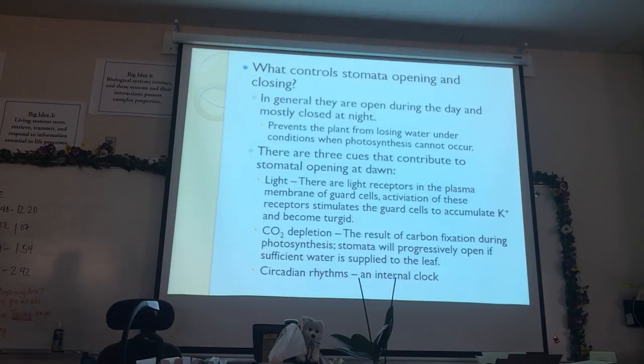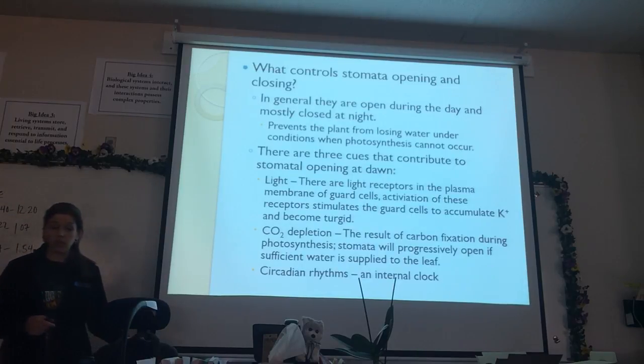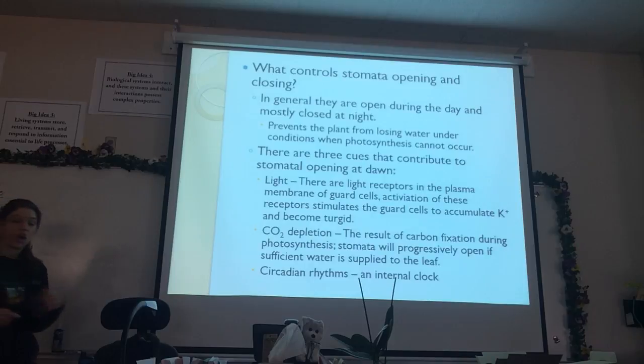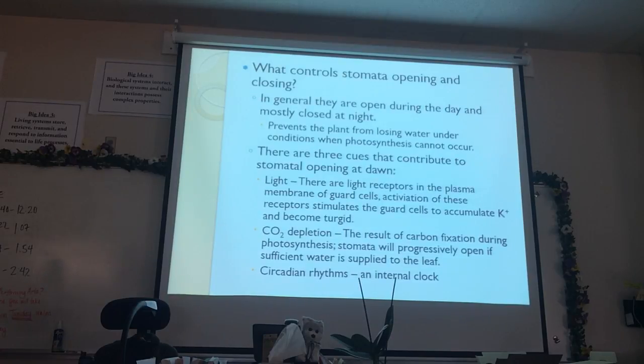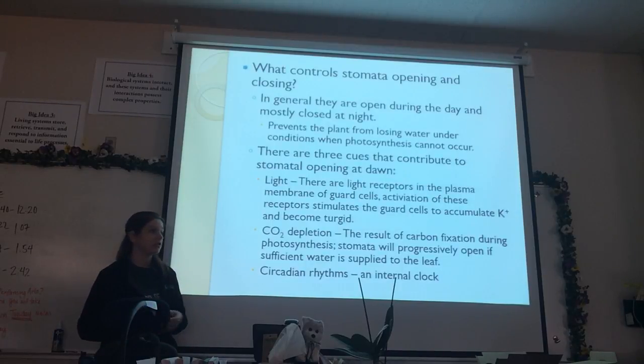There are 3 cues that can contribute to the stomatal opening at dawn. First, it's just light. There are light receptors in the plasma membrane of these guard cells, and activating those receptors cause the guard cells to begin to accumulate the potassium, and then of course the water follows. A loss of CO2 in the leaf is another result. Why do we lose CO2 in the leaf? Because it's all being fixed through photosynthesis. So if we have a loss in our CO2, then the stomata will progressively open if sufficient water is supplied to the leaf. That makes sense also.